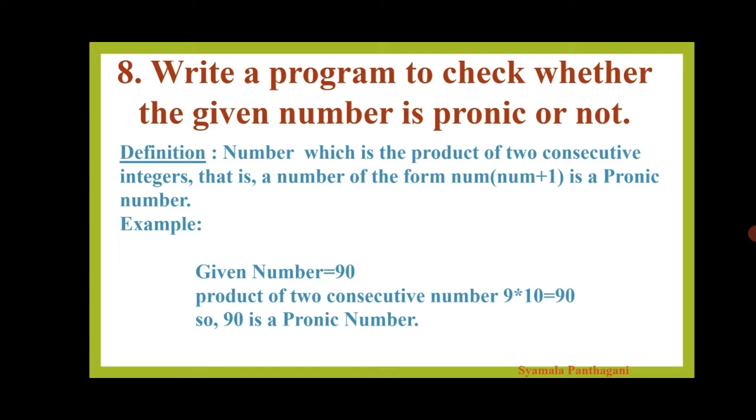Suppose 20 is there, 4 5s are 20. 4 and 5 are two consecutive numbers and their product is 20. That's why 20 is a pronic number. Like that we are calculating the pronic number.